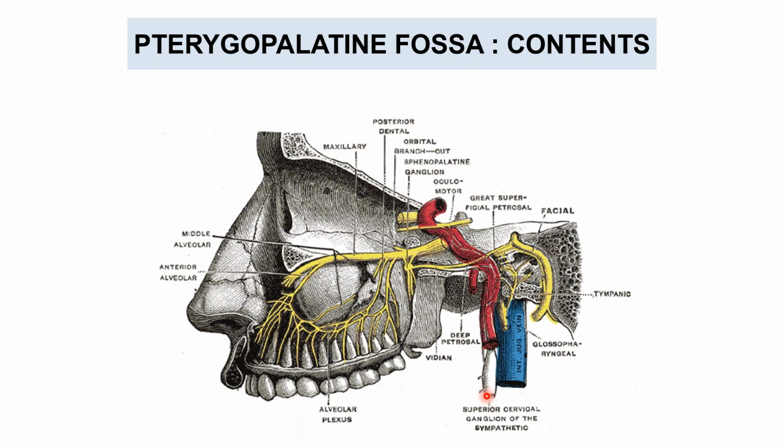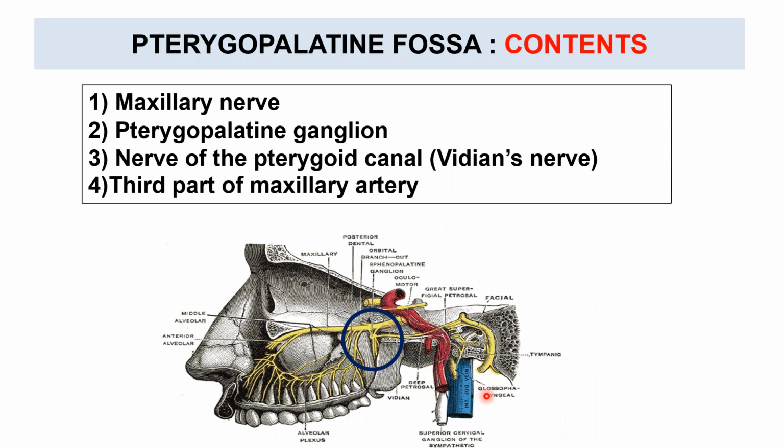So now coming to the very important part, the contents of the pterygopalatine fossa. These are the contents of the pterygopalatine fossa. This is the pterygopalatine fossa. So we have the maxillary nerve, we have the pterygopalatine ganglion, we have a nerve that we just described, that was the Vidian's nerve, or the nerve of the pterygoid canal, and the third part of the maxillary artery, which are there in the pterygopalatine fossa.